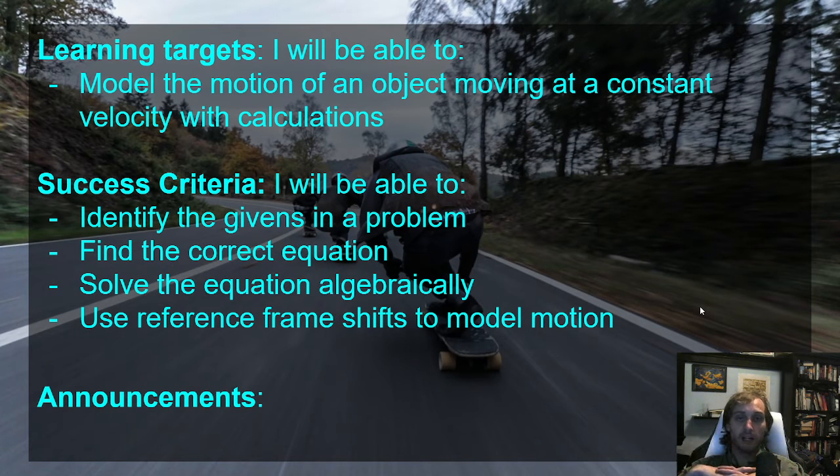So in particular, by the end of this, you should be able to model the motion of an object moving at a constant velocity and use calculations to do that. In particular, you should be good to go with figuring out what the givens are, using the correct equation, solving that equation algebraically, as well as solving a system of equations, and then using reference frame shifts to model what's going on there.